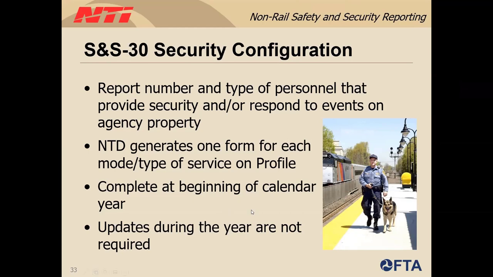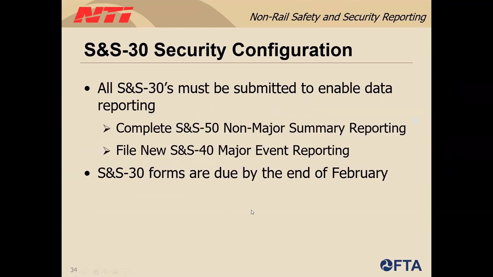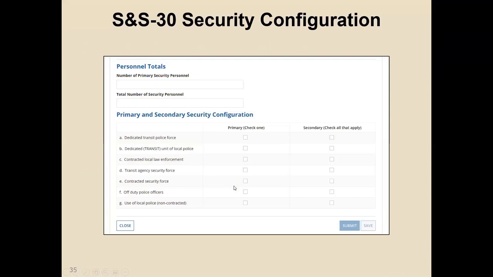So all SNS 30s are required to be submitted. As I just said, without all of the SNS 30s submitted, the system is going to block any safety and security reporting whatsoever. Again, agencies are typically given a month or so to get their data in. SNS 30 forms are due by the end of February, and that's because your January data is also due by the end of February. You'd want to take care of the SNS 30s ahead of time.